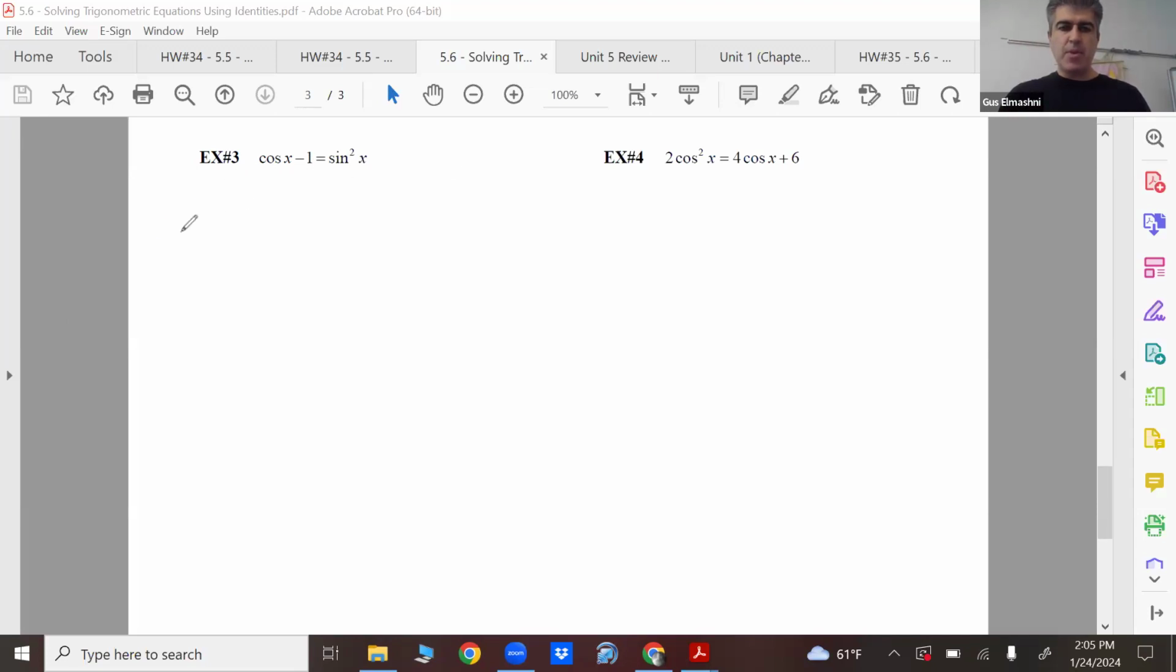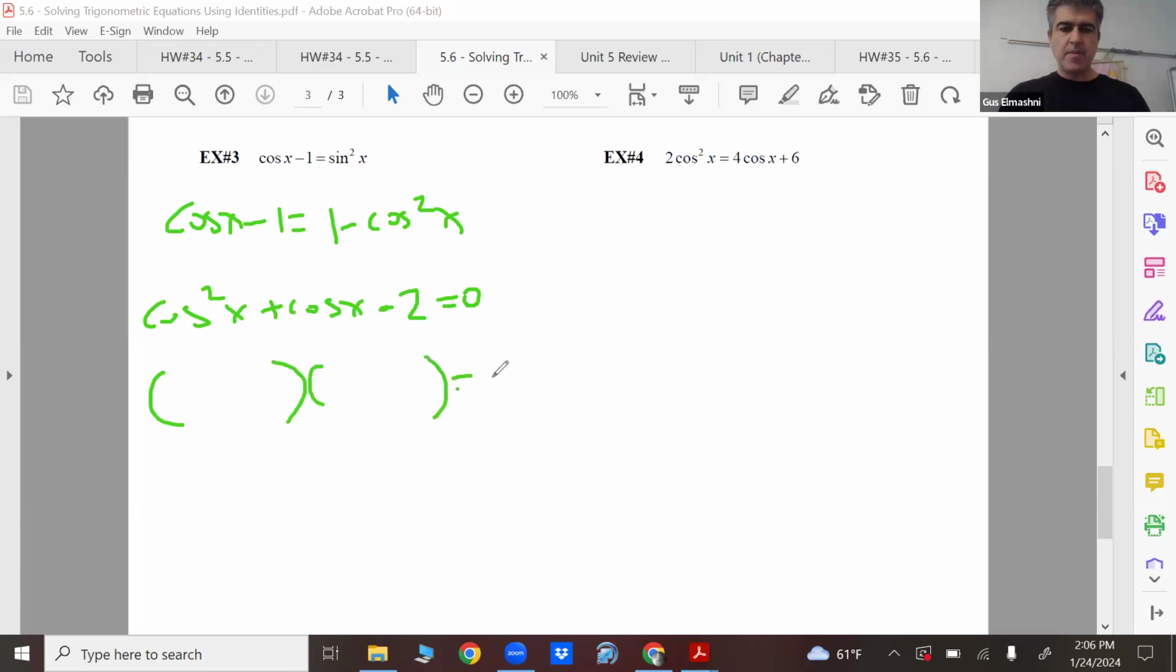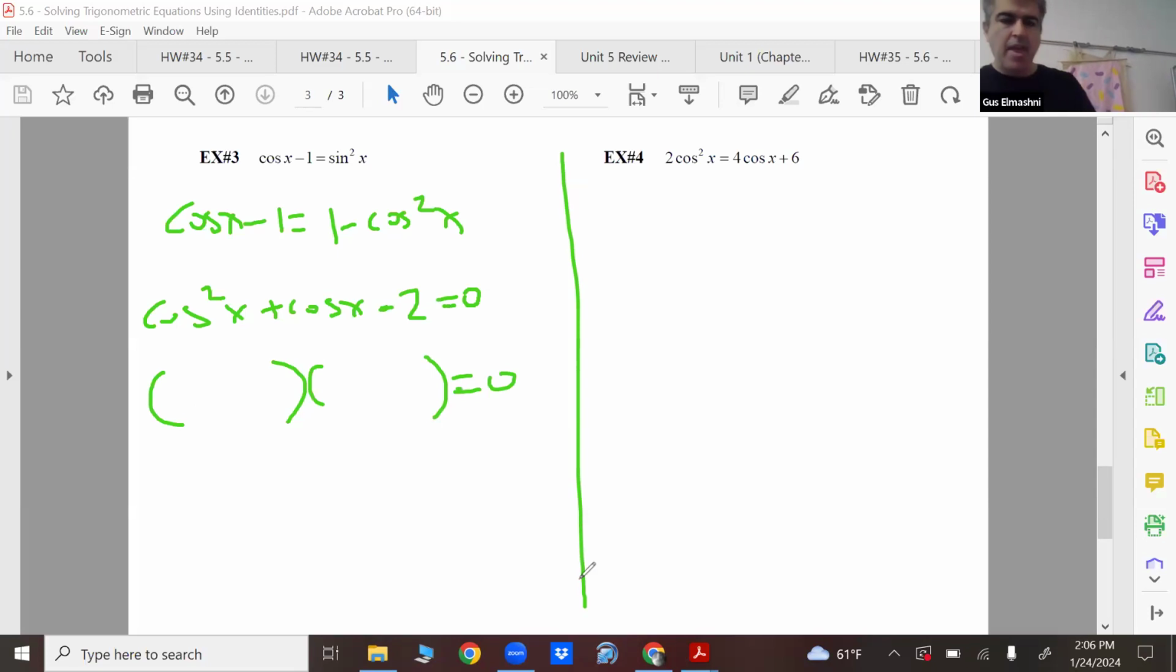Cos x minus 1 equals sine squared x. I'll leave the left side alone, and then I'll change this to 1 minus cosine squared x. So then you get cosine squared x plus cos x minus 2 equals 0. So I treat it like a quadratic. Move the cosine squared x from right to left, move the 1 from right to left, and then treat it like a quadratic.